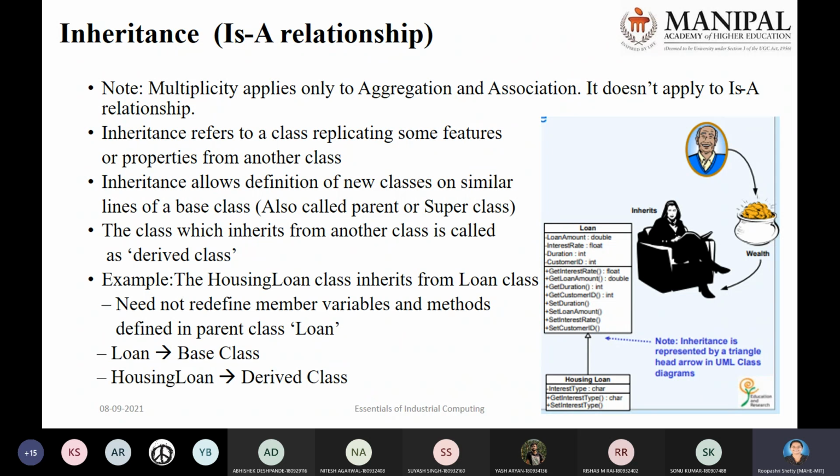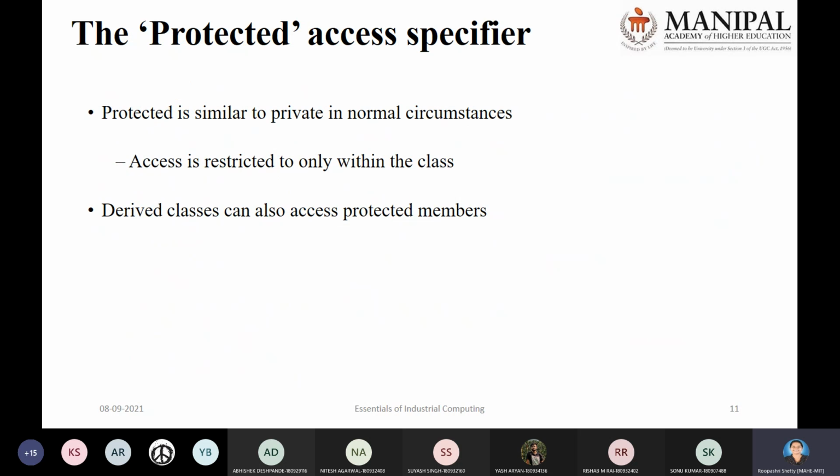Housing loan class inherits from loan class. So you need not redefine member variables and methods defined in the parent class. You do not have to redefine loan amount, interest rate, duration, customer ID and so on in housing loan class, because they are already defined in loan class and housing loan inherits loan class, right? So the redefinition of the member variables used in the loan class in the housing loan is not required. Similarly, the methods. When you inherit, automatically you get access to the member variables and member functions of its parent class. So redefining them in the derived class doesn't make any sense. So loan is a base class, housing loan is a derived class.